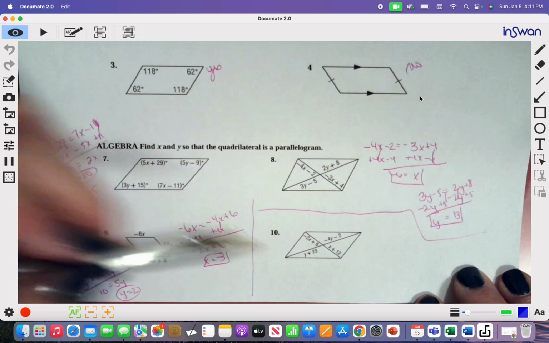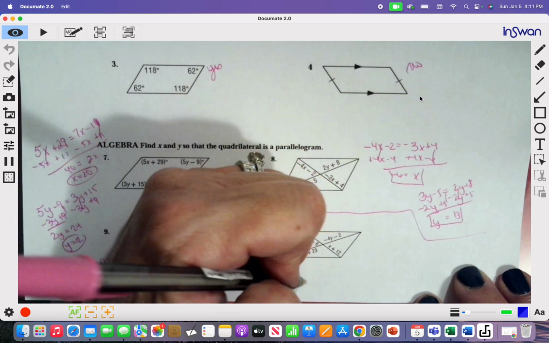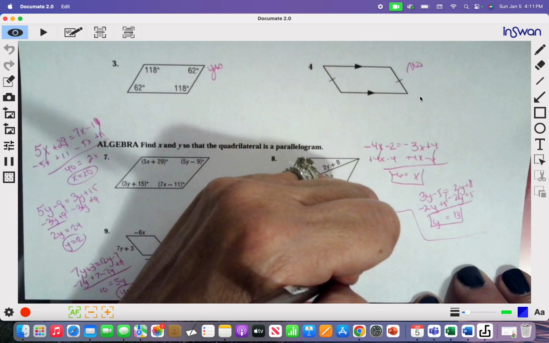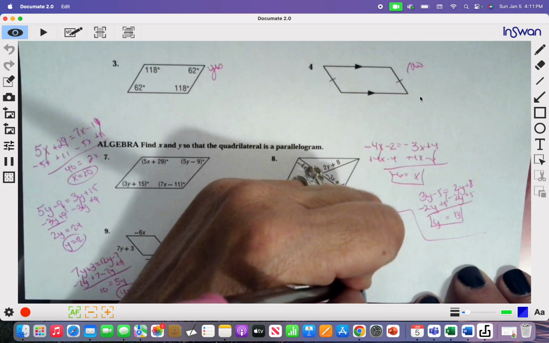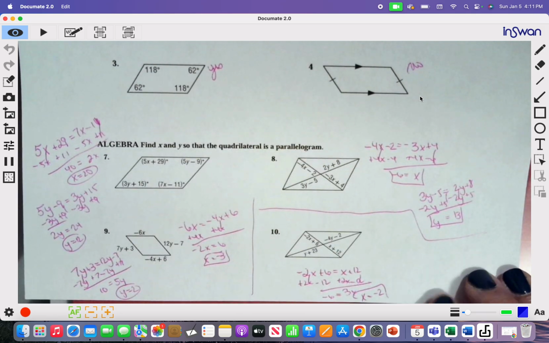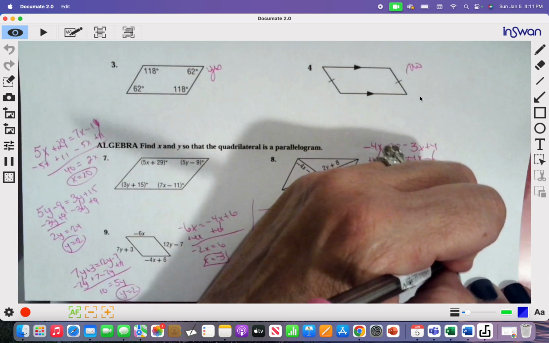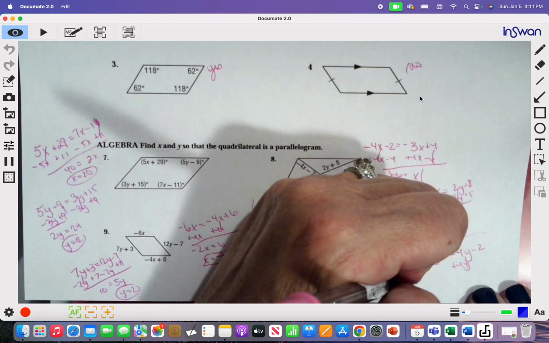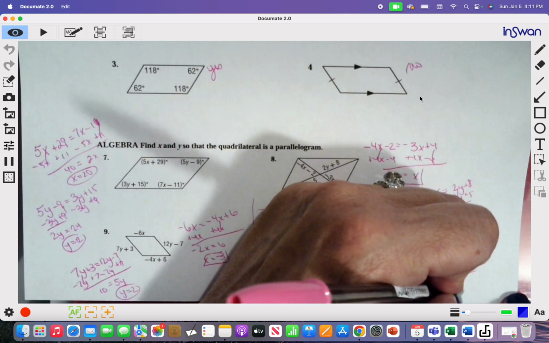And then for number 10, we have diagonals again. So this part and this part are congruent to each other, and this part and this part are congruent to each other. So we're going to solve negative 2x plus 6 equals x plus 12. So x equals negative 2. And we're going to solve the y's. y plus 23 equals negative 4y minus 2. So y equals negative 5.